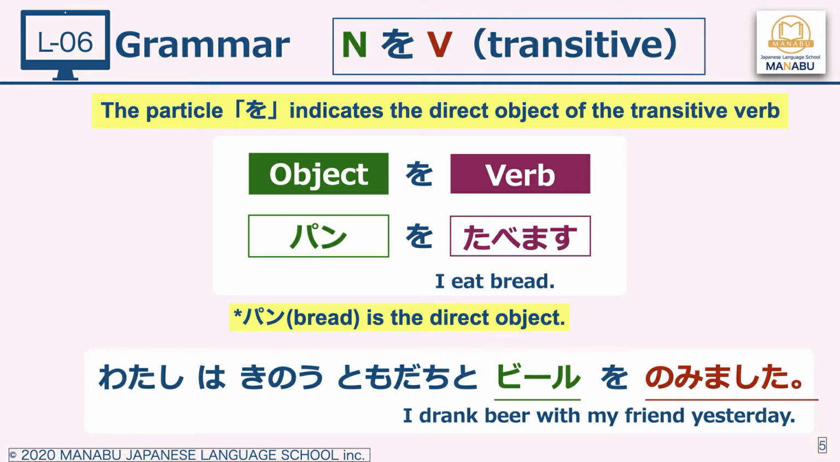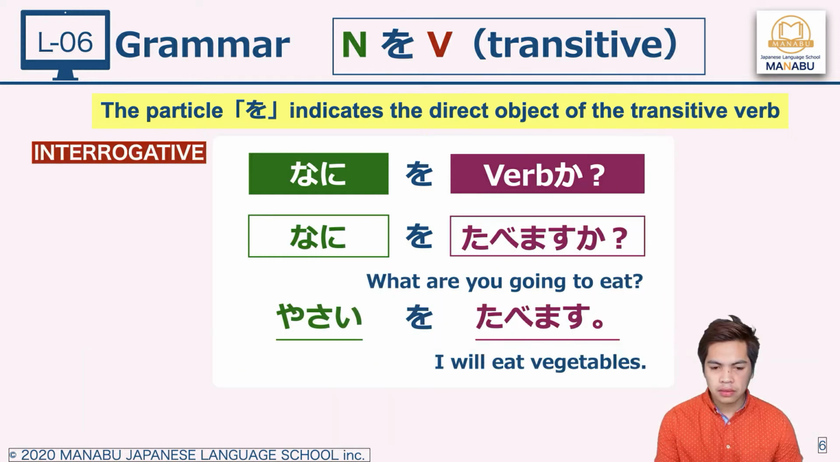So, the word biro in English is beer. So, we attach the particle o to the word biro because that is the object that we will drink, the object of the verb nomimasu. And tomodachi to, as we learned in our previous lesson, we attach the particle to when doing something with someone or with a person or with an animal. So, tomodachi to, you drank with your friend.